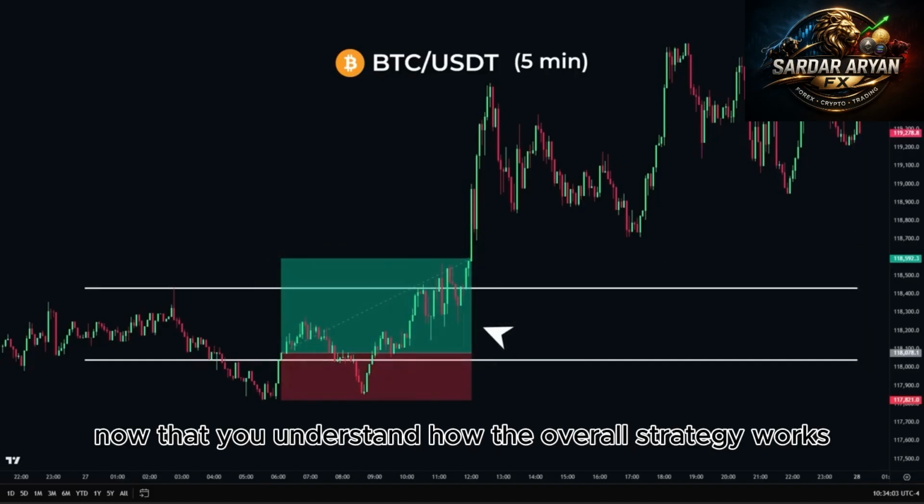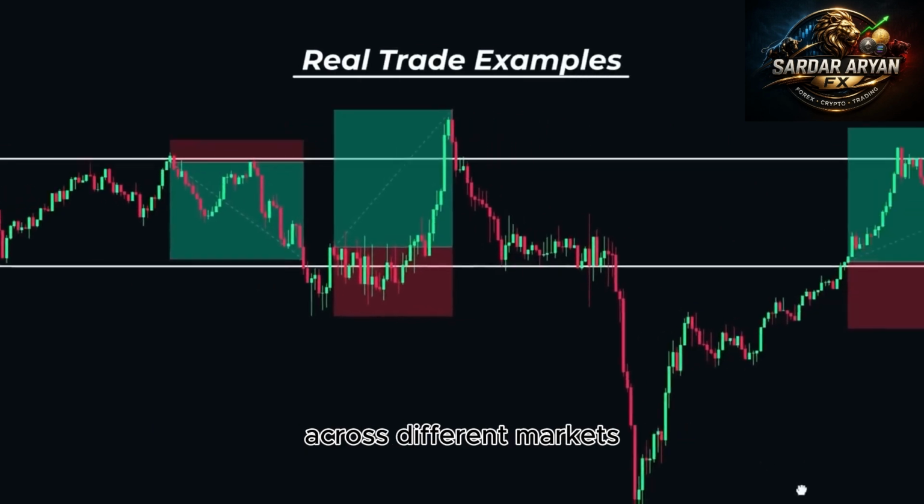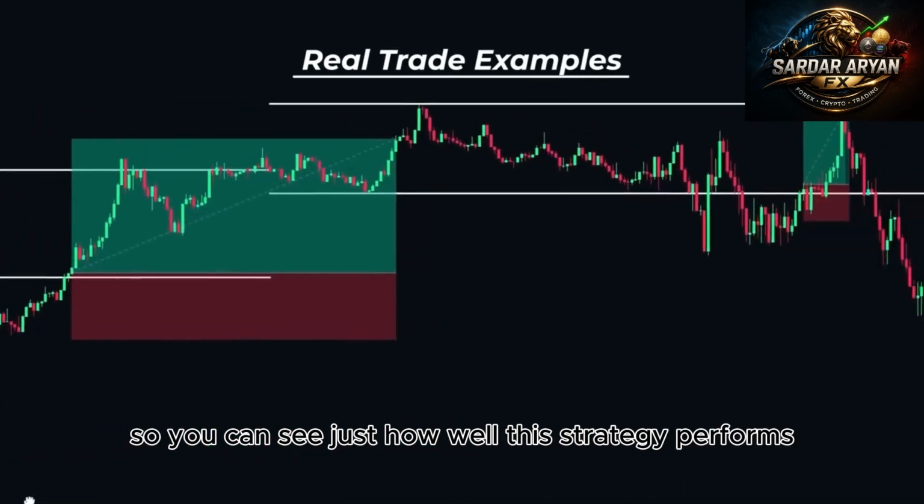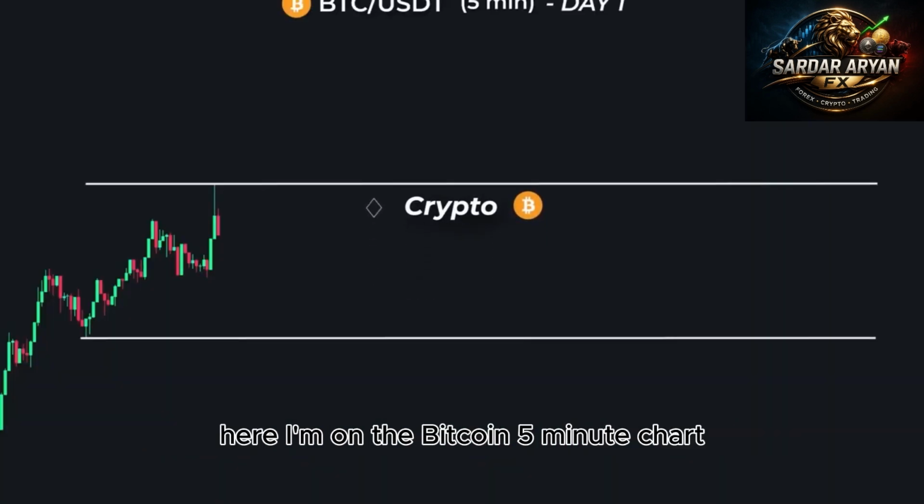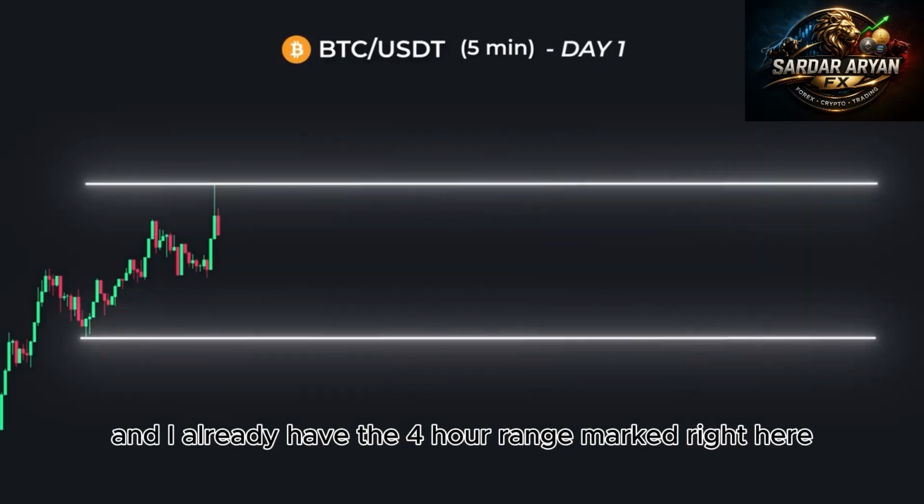Now that you understand how the overall strategy works, let's take a look at some real trade examples across different markets so you can see just how well this strategy performs. So, let's start with crypto. Here, I'm on the Bitcoin 5-minute chart, and I already have the 4-hour range marked.